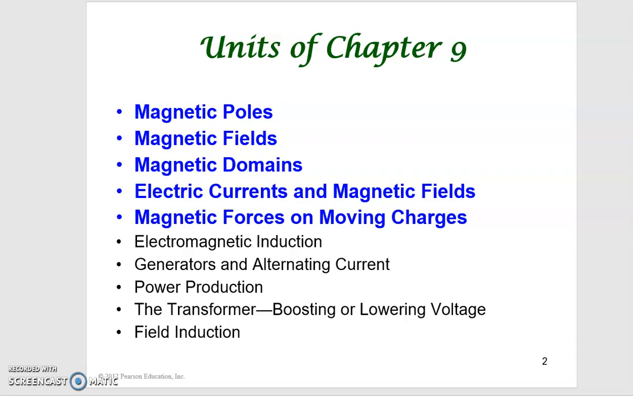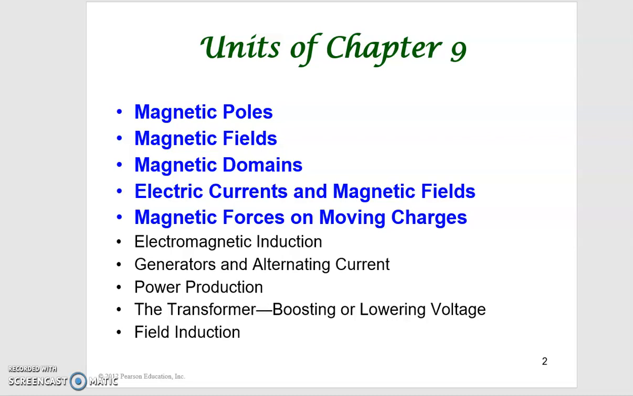Now let's study Chapter 9, which is about the magnetic field. First, we are going to introduce you to the concept of magnetic poles. You will find out later that it is very similar to the electric charges we learned before. And we are going to define the magnetic fields produced by the magnetic poles, which is the same as the electric charge producing the electric fields.